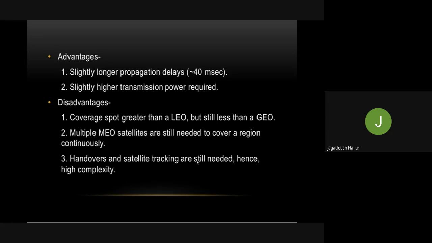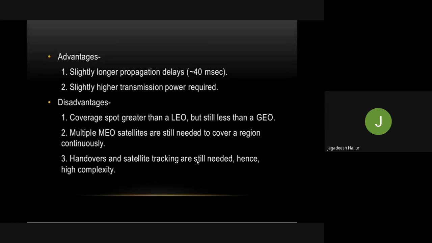Next, the disadvantages of medium Earth orbit. The first point is that the coverage spot is greater than a low Earth orbit, but still less than geostationary orbit. A spot is the area you fix to cover. Maybe the low Earth orbit will not cover it, but medium Earth orbit covers the spot areas, which is greater than low Earth orbit but still less than geostationary.